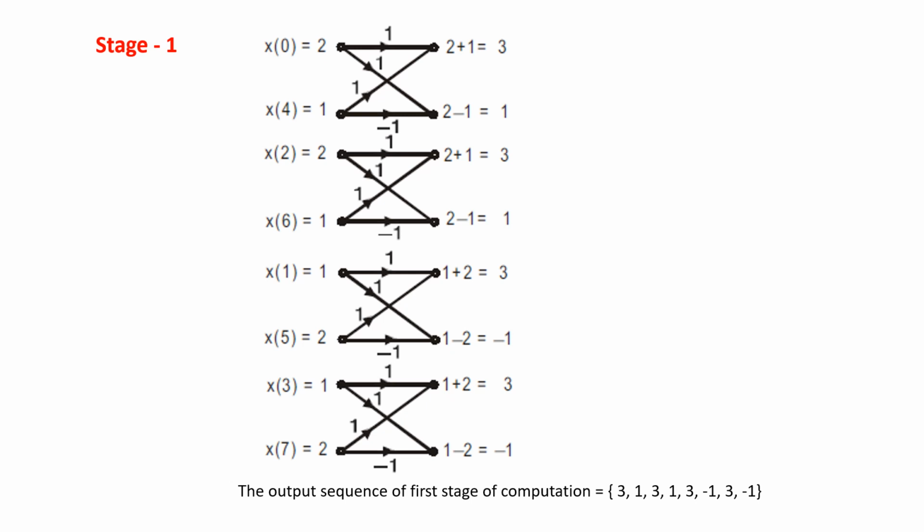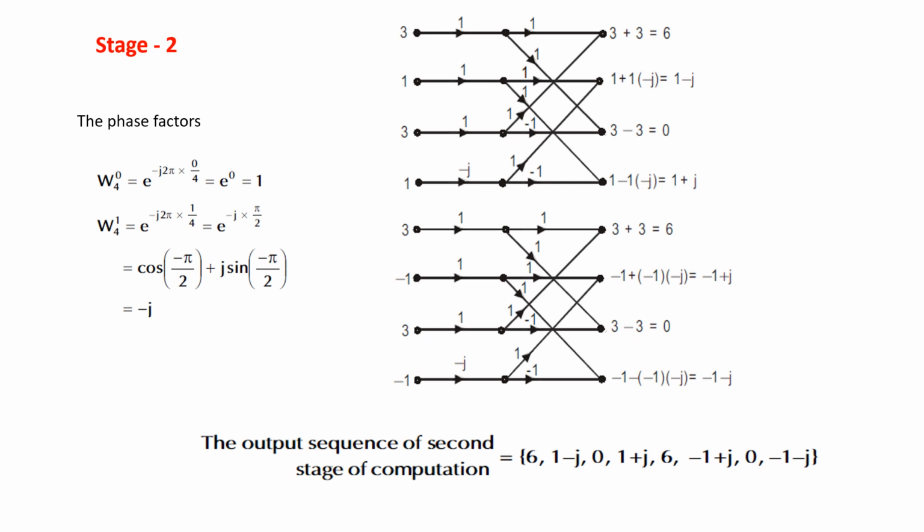This sequence is going to act as the input for the second stage, stage number 2. So this is the stage 2 structure. We need phase factors, that is twiddle factors, W40 and W41. W40 has the value 1, and W41 is cos of minus pi by 2 plus j sine of minus pi by 2, so the value is minus j. Since cos minus pi by 2 is 0, sine minus pi by 2 takes the value minus 1, and minus 1 multiplied with j gives minus j.